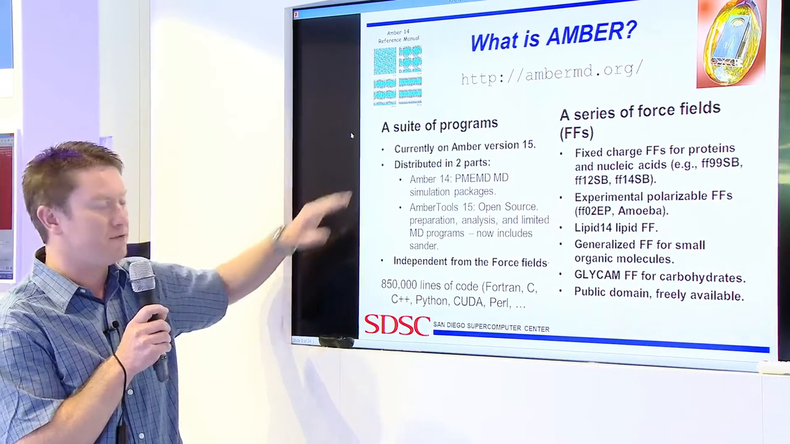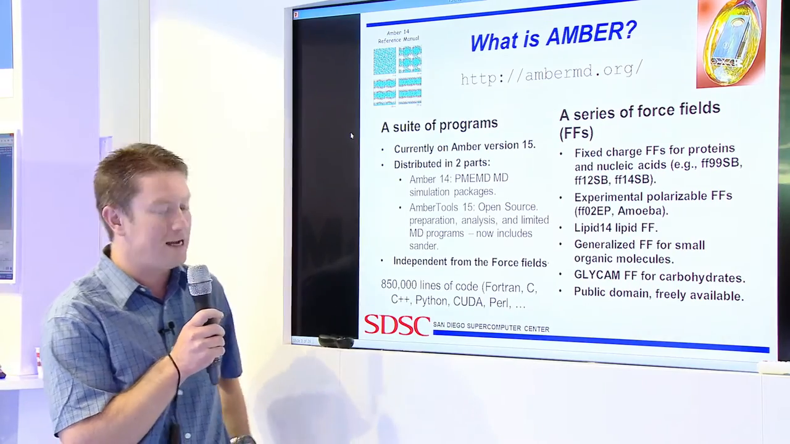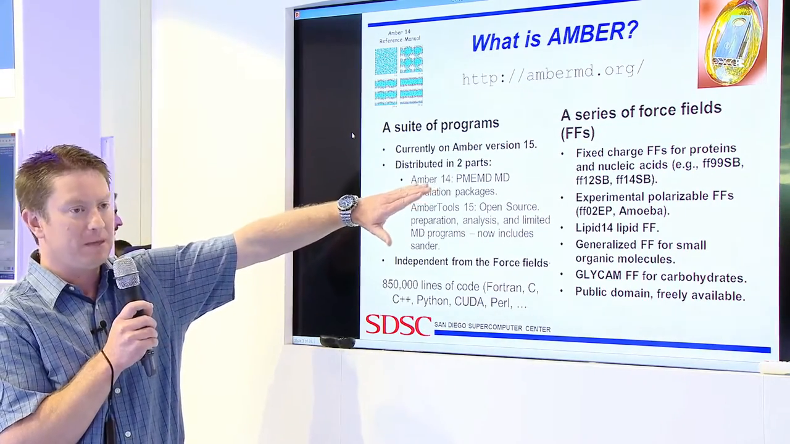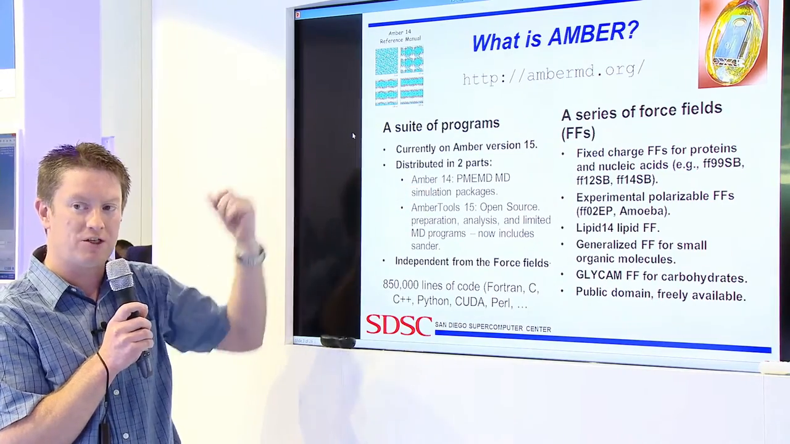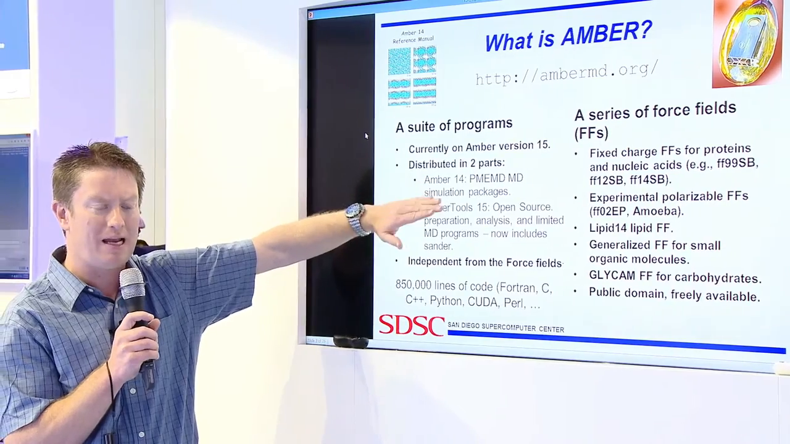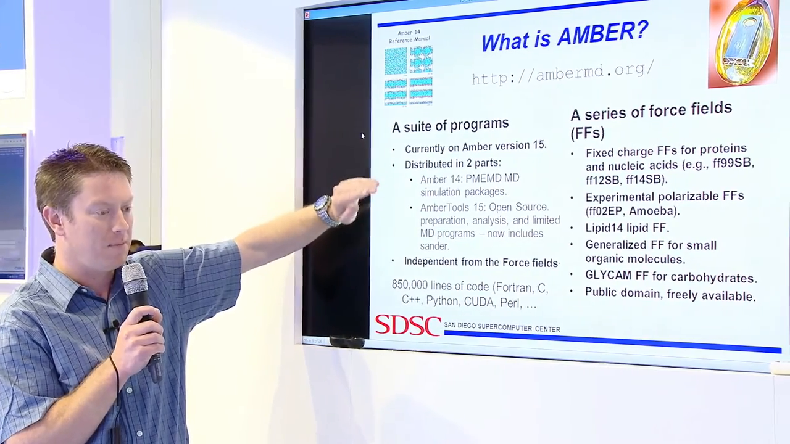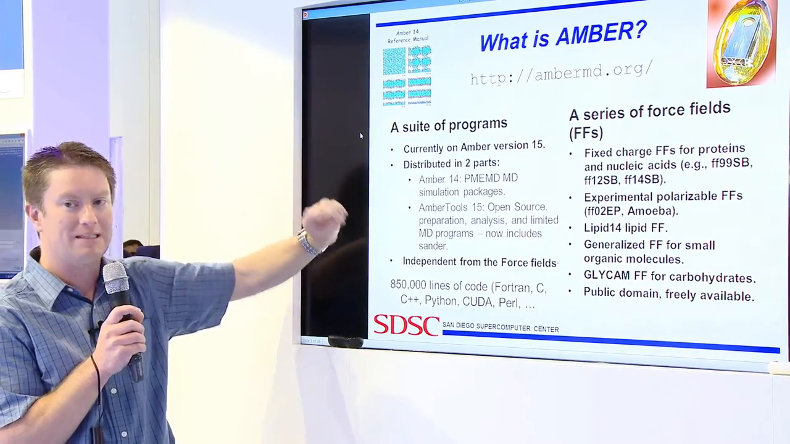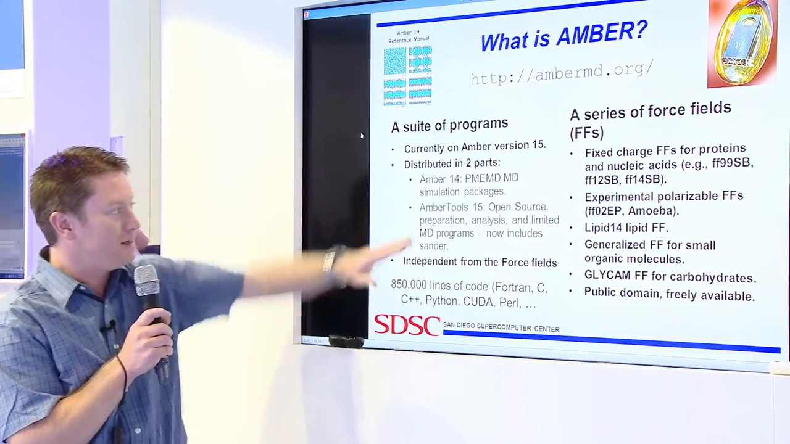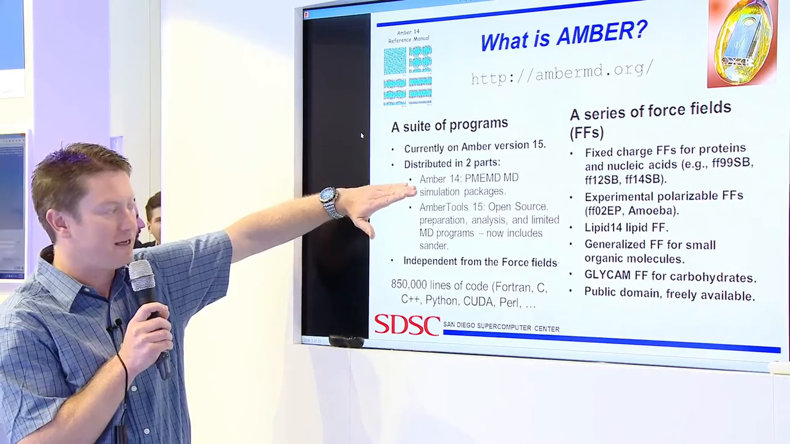Right now, we're up to version 15, and it's distributed in two parts, one that we call AMBER 14, which we release on every second version cycle. And this is what I'm going to concentrate on today. This is the highly scalable part of the code that actually does the MD simulation. That is how different particles interact with each other over time. This is very computationally expensive.